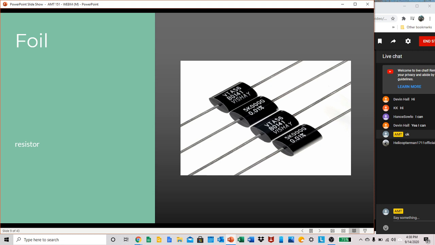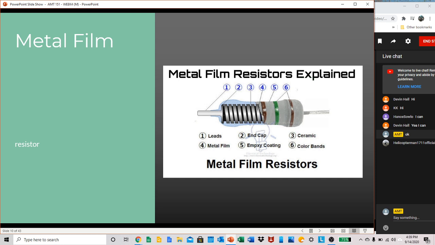And this is a picture of what are called foil resistors. We're not going to deal with foil resistors very much. I just want you guys to know that there are all of these different types of resistors. We have metal film resistors, and this is another diagram explaining the internal makeup of those. The difference being, if you can see at number 4, we have internally metal film, whereas these are all just different internal makeups of resistors.